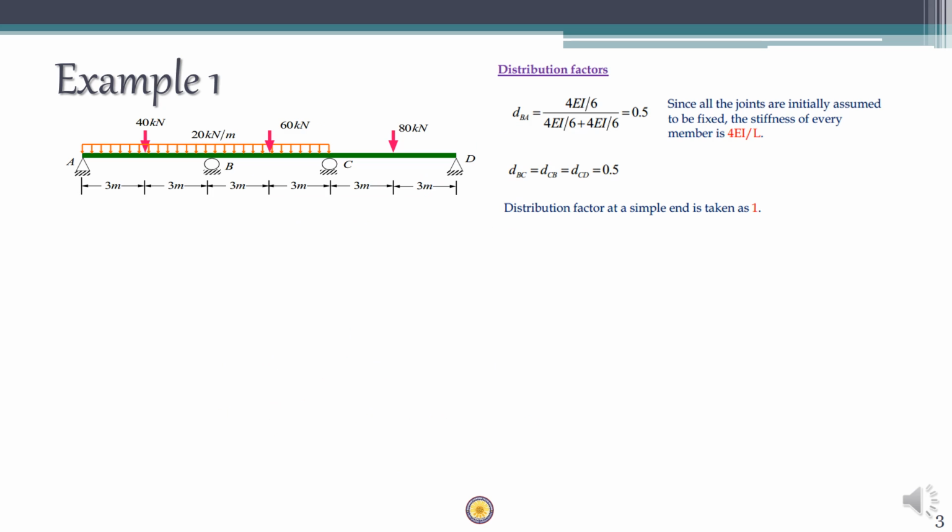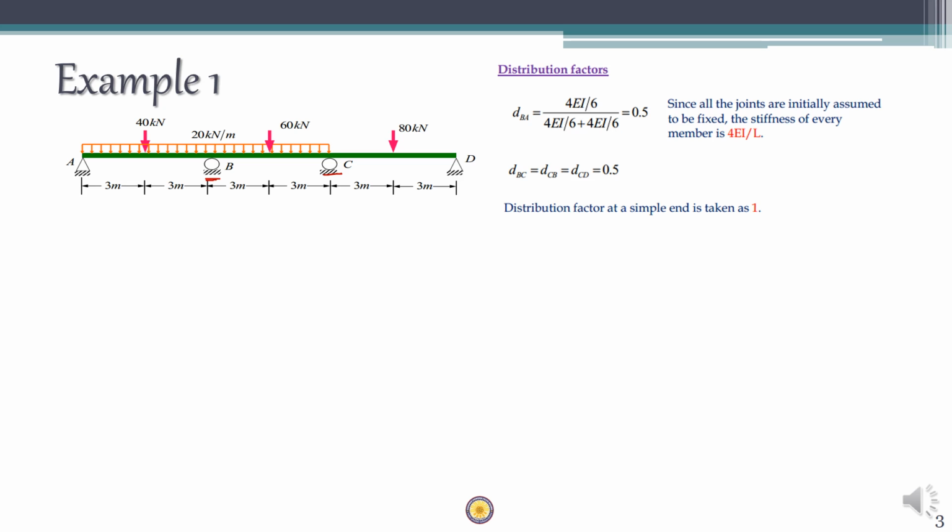The approach adopted here is that all the joints in this particular problem are considered to be fixed joints. Okay. So in that case, for joint B as well as for joint C, the far ends are always considered as fixed, which means that the stiffness of the members meeting at these joints can be taken as 4EI by L. Now for joint B, there are two members meeting, one is BA and one is BC, and both of them are having stiffness 4EI by L.